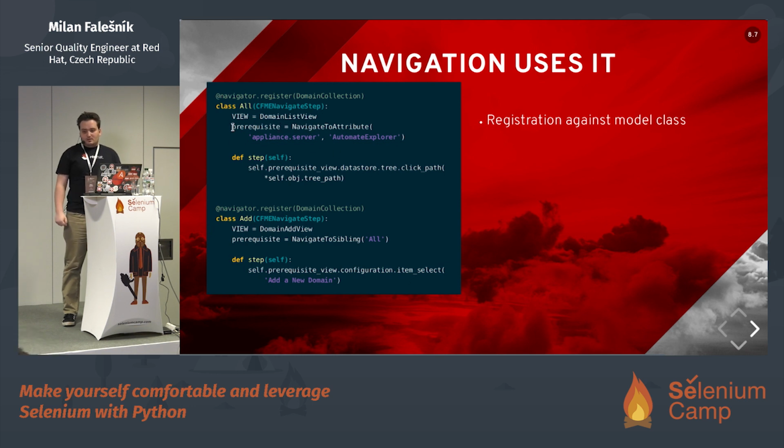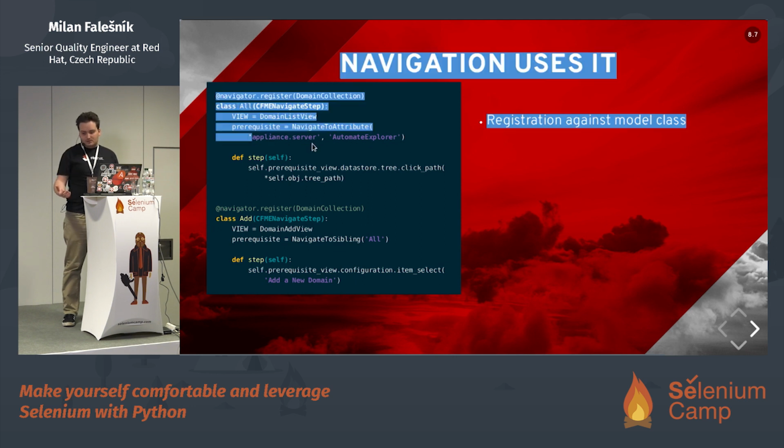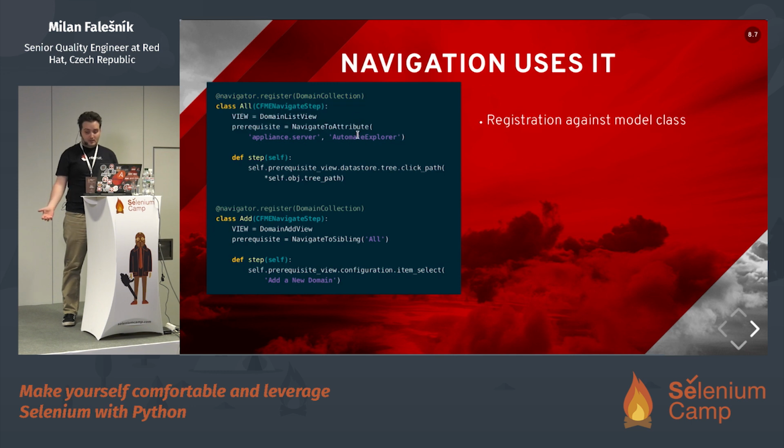Then there is the declarative system of telling you what is the prerequisite. Like if you want to go to all domains, first you need to go to this global objects automate explorer, and then on that view you just click there in the path. And if you want to add a new one, then first you need to go to view of all and then click on add a new domain. So that makes it quite better to read.